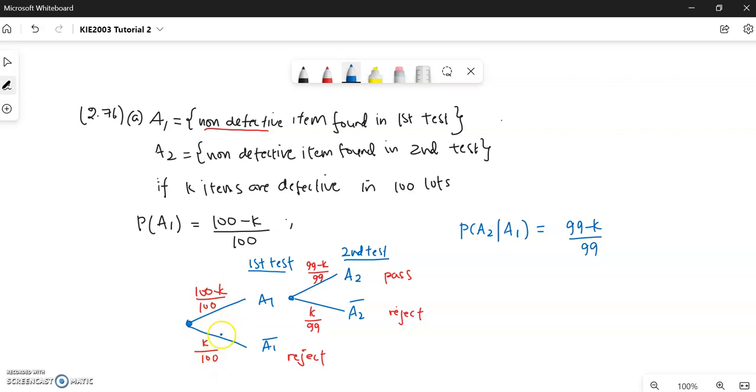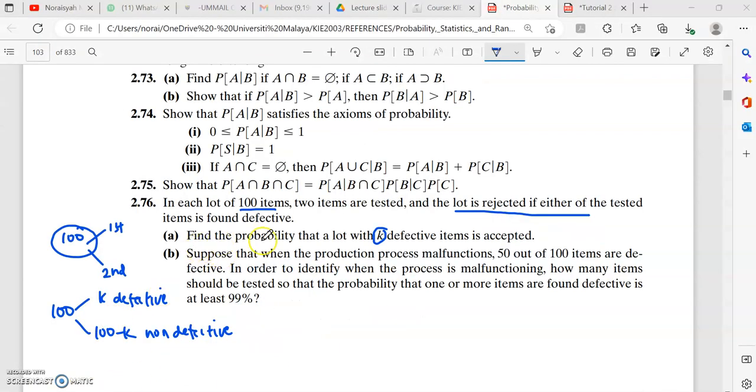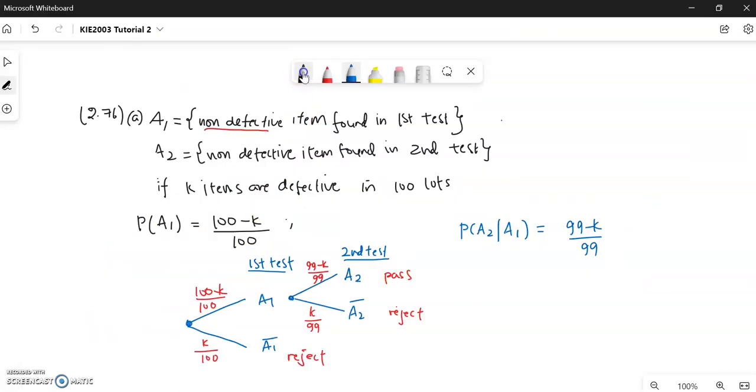Alright, so the question is asking, find the probability that a lot with K defective items is accepted. So that is the probability of A1 and A2, right? From here, the probability of A1 and A2 is the probability of A2 given A1 multiplied by the probability of A1. This is (99 minus K) over 99 multiplied by (100 minus K) over 100.